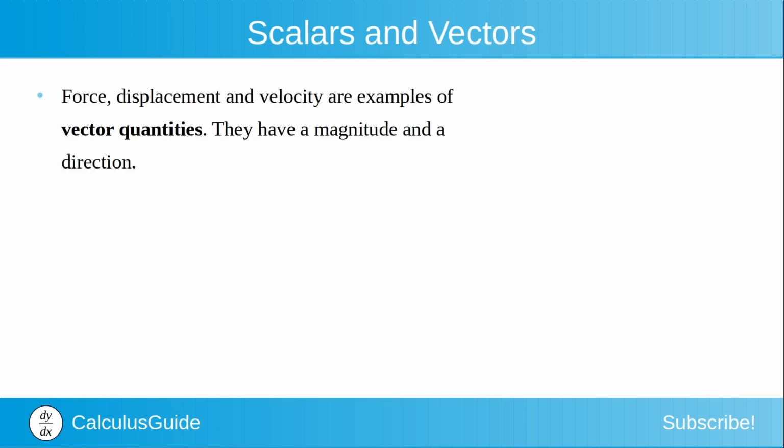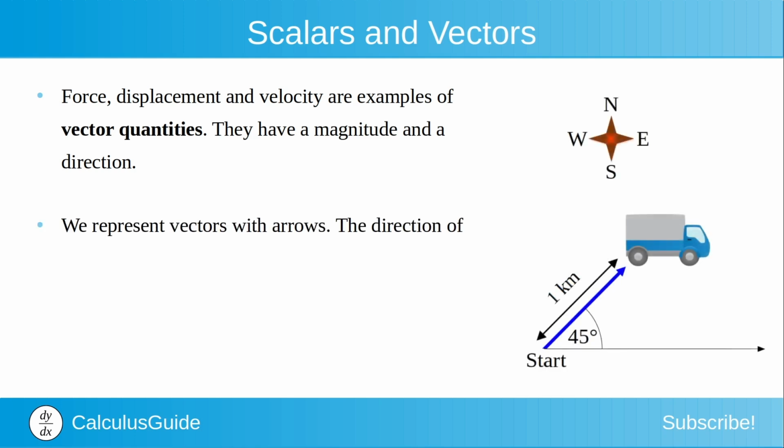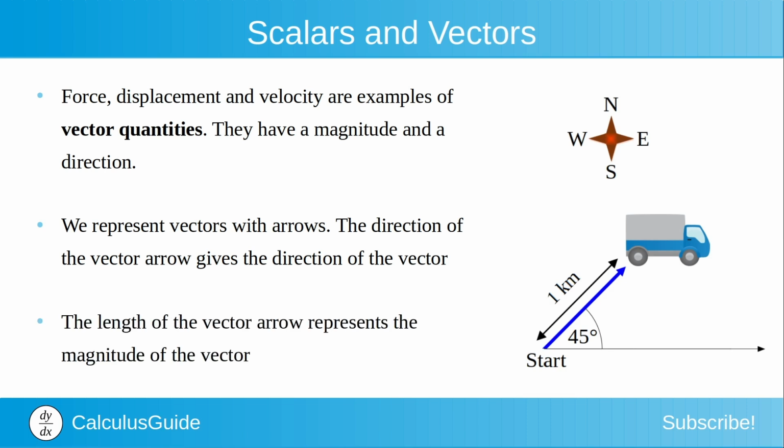Force, displacement, and velocity are examples of vector quantities. They have a magnitude and a direction. We represent vectors with arrows. The direction of the vector arrow gives the direction of the vector. The length of the vector arrow represents the magnitude of the vector.